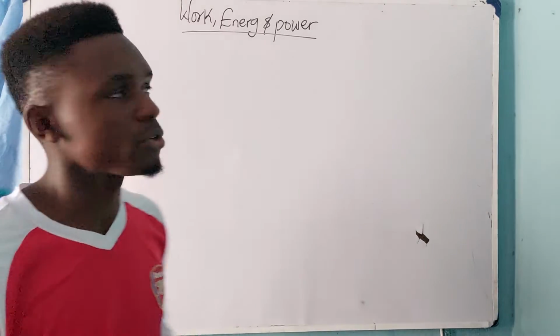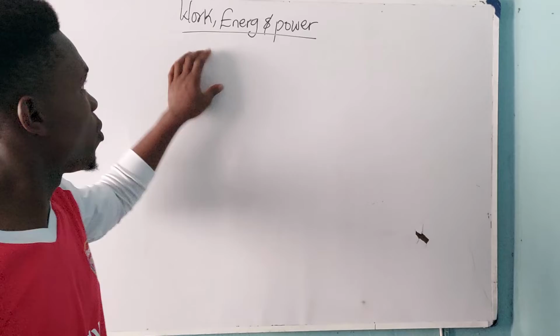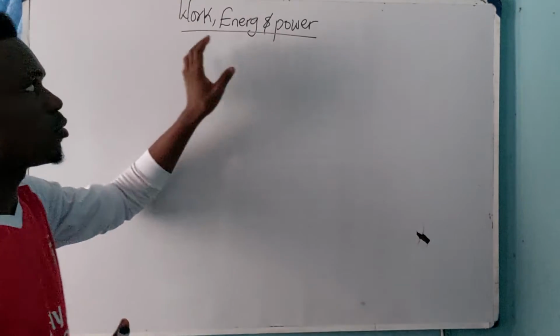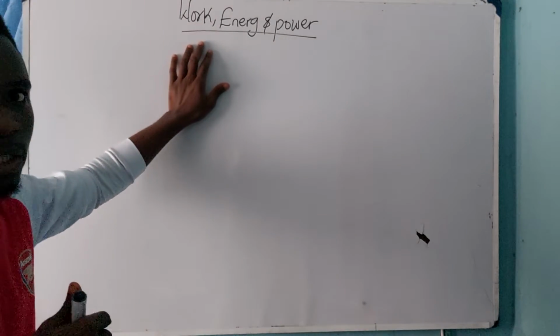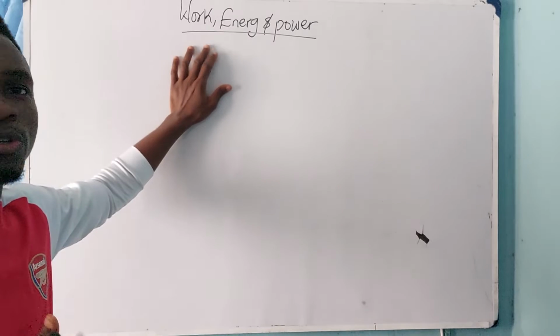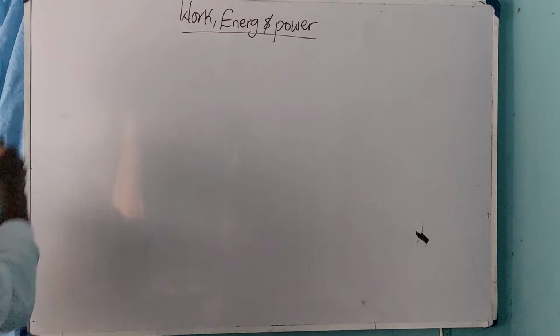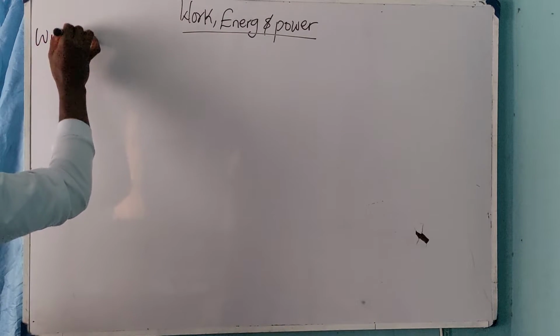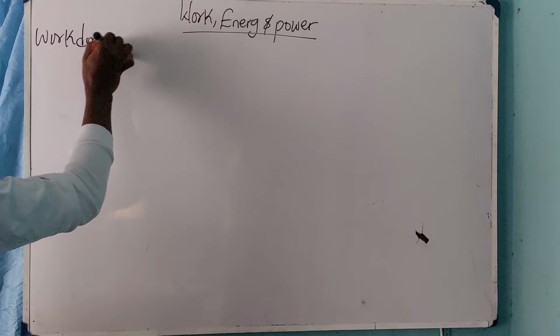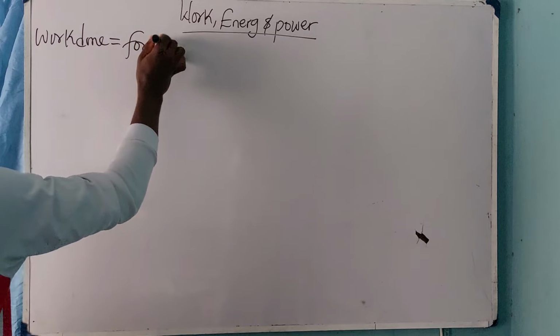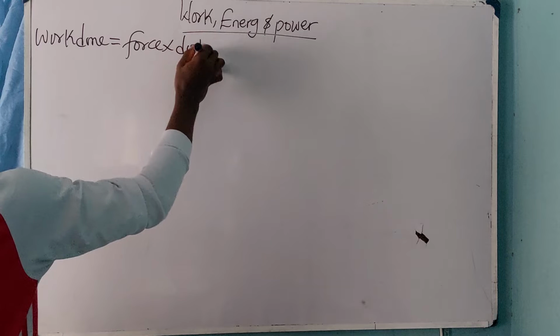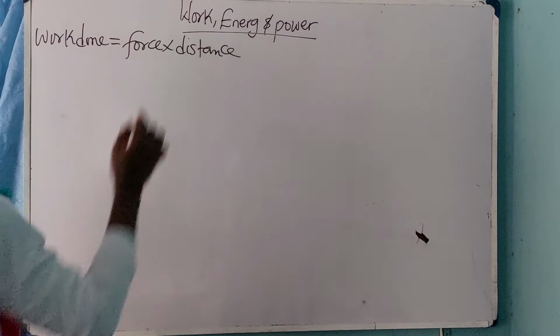So this morning we're discussing the physics topic: work, energy, and power. What is work? Work simply means the product of force and distance. Work done is equal to force times distance. That is the meaning of work.